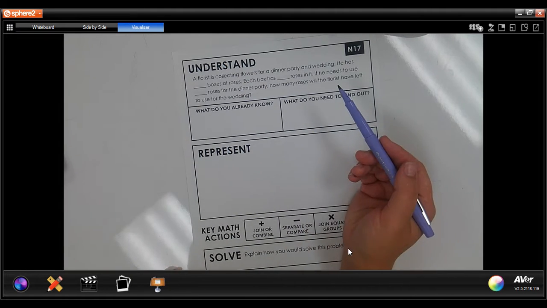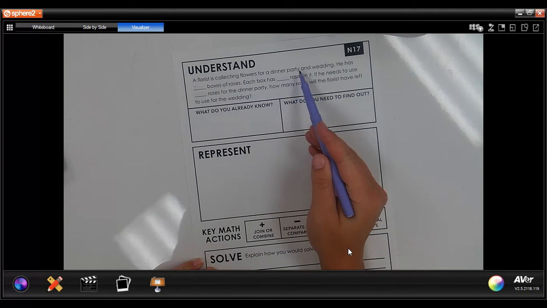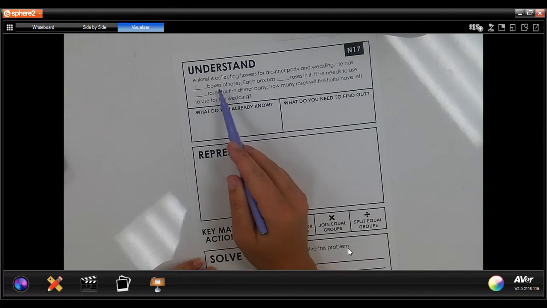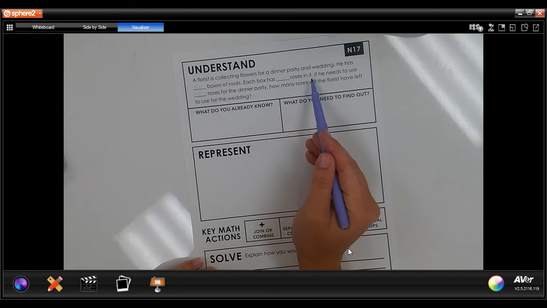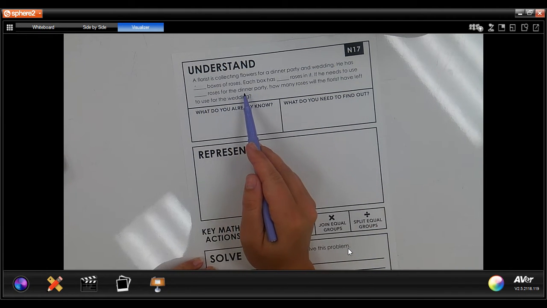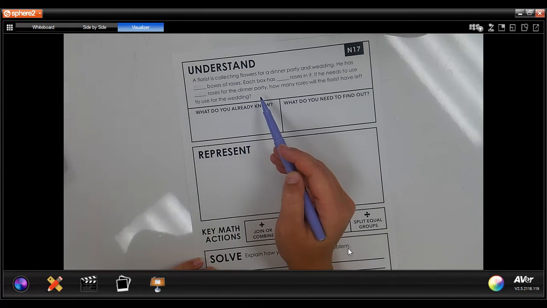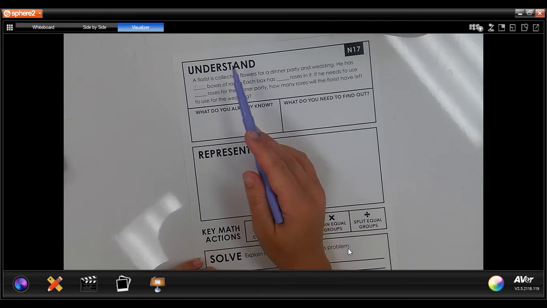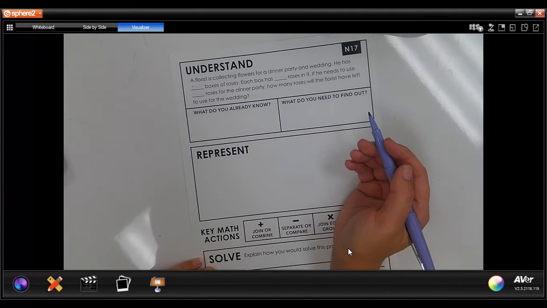So I'm going to start with this one. This one says, a florist is collecting flowers for a dinner party and wedding. He has blank boxes of roses. Each box has blank roses in it. If he needs to use blank roses for the dinner party, how many roses will the florist have left for the wedding?